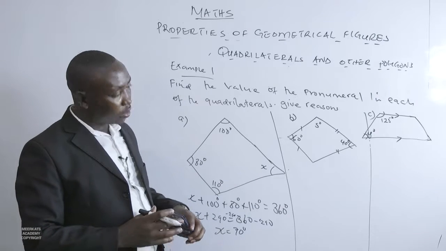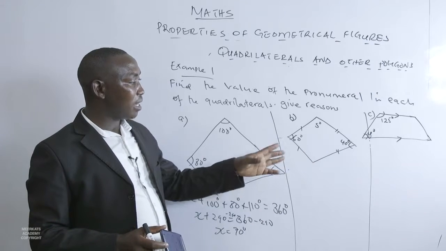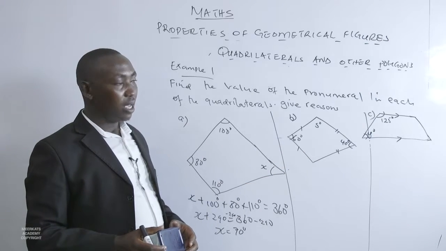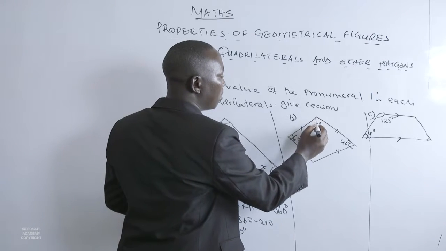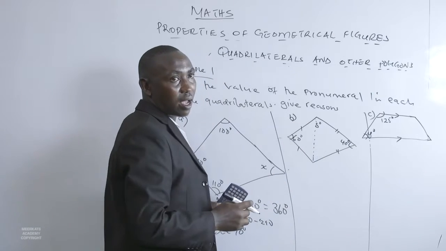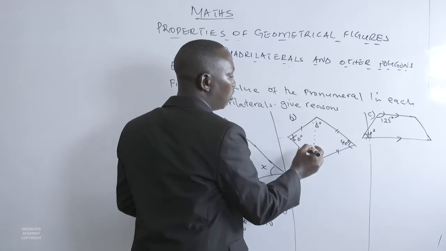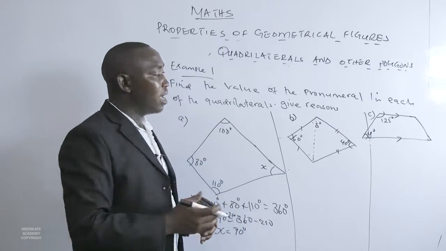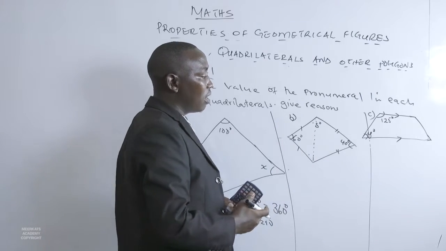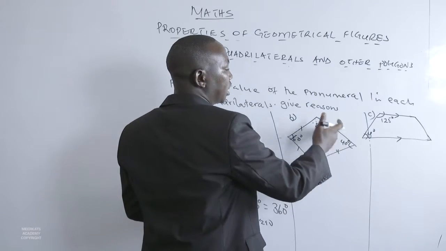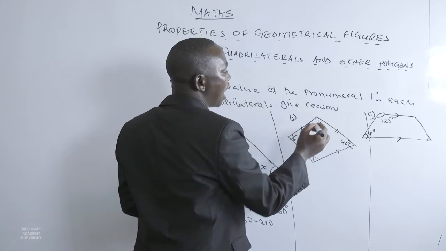We are supposed to find the value of S. Given that this is a kite, recall that this side and this side are equal. Therefore, if you were to draw that diagonal there, then this angle will be equal to this angle. The same, on the basis of an isosceles triangle. On the other part, this angle will be equal to this angle.